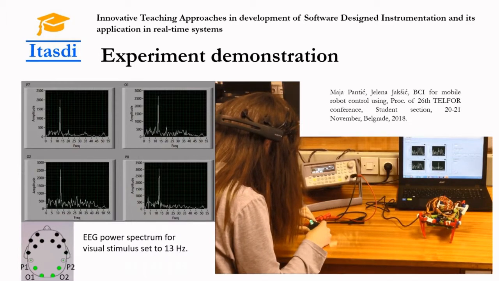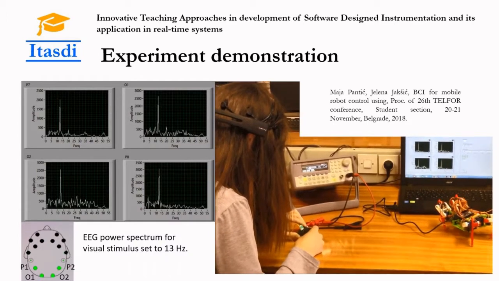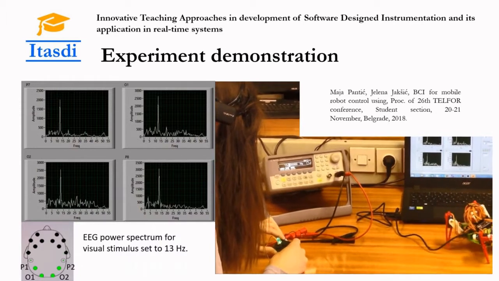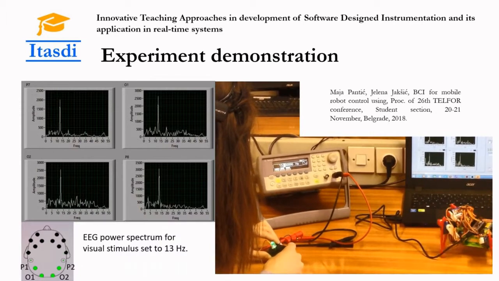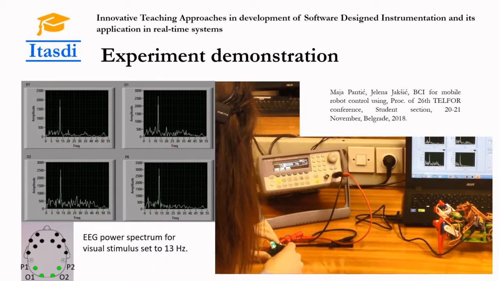On this slide, at the left side, you can see the graphical user interface with EEG power spectrums in parietal and occipital regions when the frequency of visual stimulus is set to 13 Hz. On the right side, the demonstration of the realized BCI system is presented.